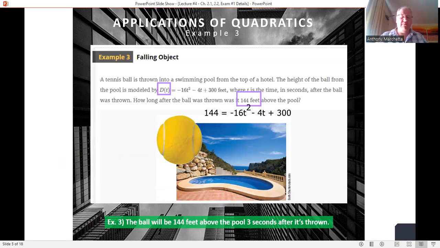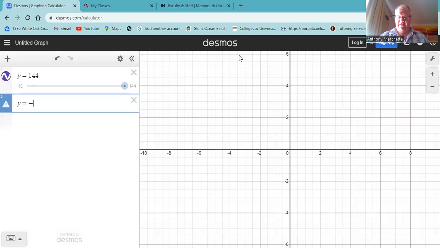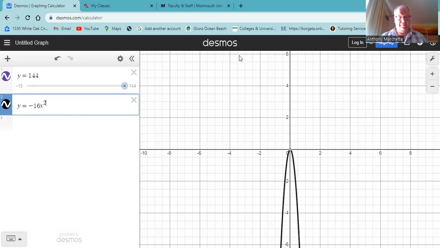Let's go through it anyway, just as one more example of how to use Desmos. I'll say y equals the left side right here. And then I'll type in y equals the right side, which is all this right here. Let's take a look at it in Desmos. Close all my old windows. Click home. We don't have to click home because we are home. Remember that the left side is y equals 144. The right side is y equals negative 16t squared. Now I'm going to use x instead of t. Minus 4x plus 300.